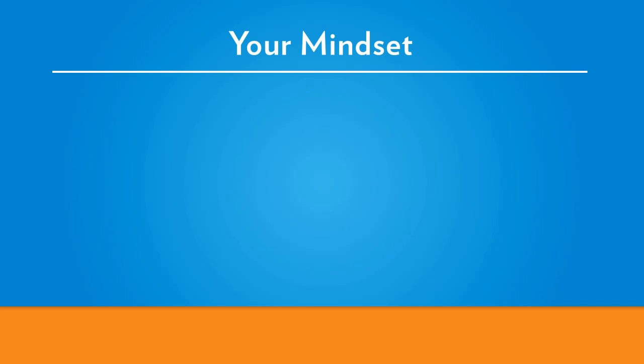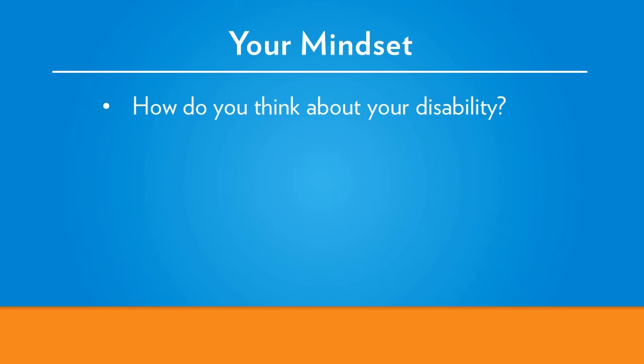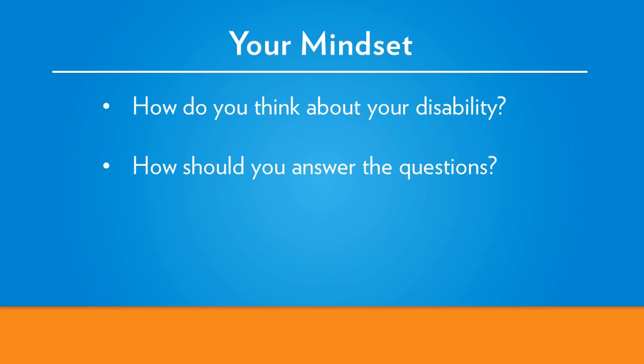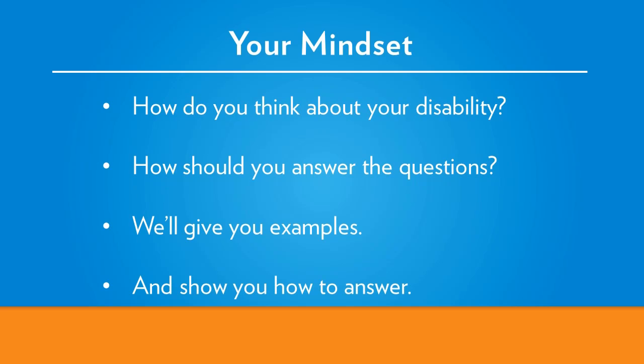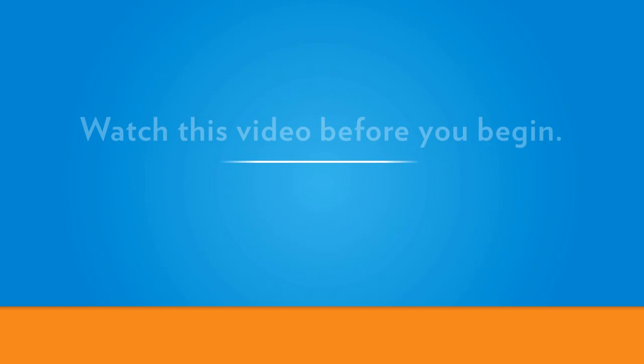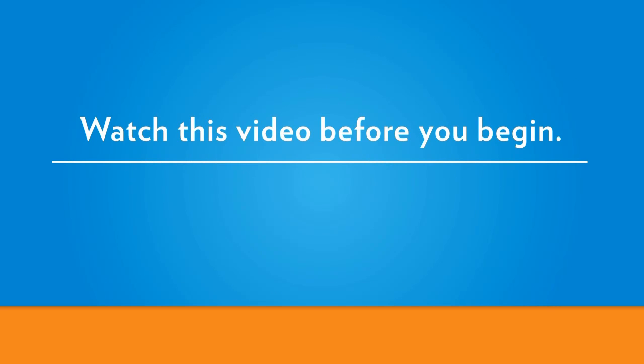You may not realize it, but the way you think about your disability and the way you answer Social Security's questions directly affects the outcome of your claim. We'll share specific examples of how your mindset affects your appeal, which will help you answer questions in the best way possible. Please watch the entire video before you begin your appeal. This information is very important and will make a real difference in how Social Security views your claim and whether it gets approved or denied.